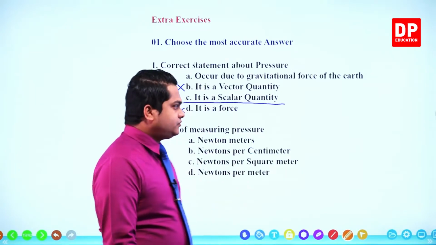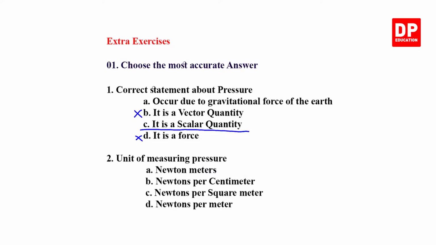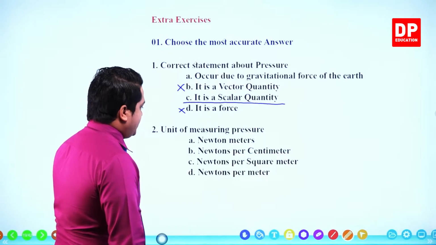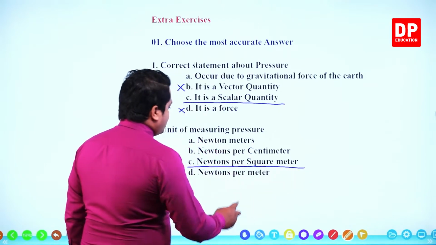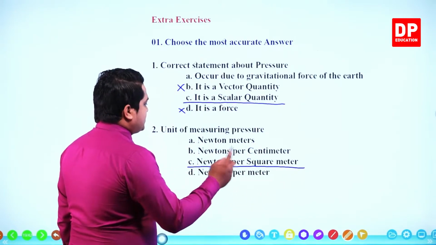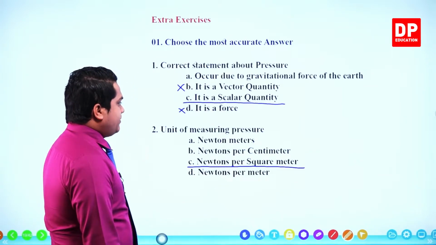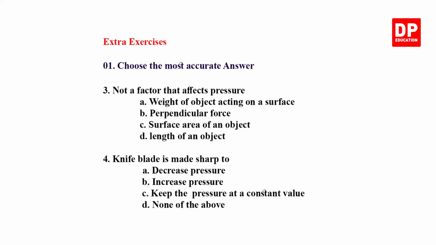Right then. Unit of measuring pressure. It's very simple, my dear children. The unit of measuring pressure is newtons per square meter. It should be definitely square meter, right? Newtons per square meter. That should be the unit of measuring pressure.